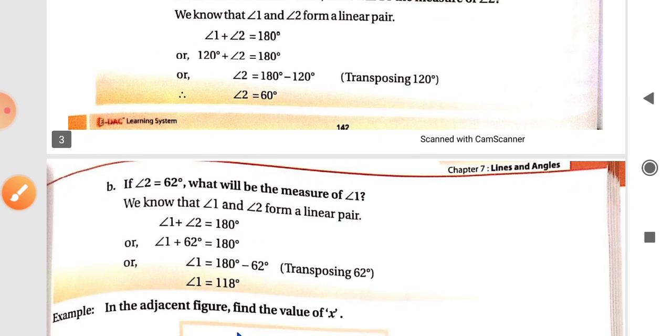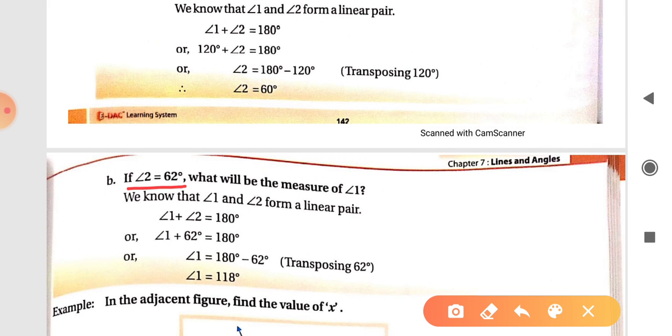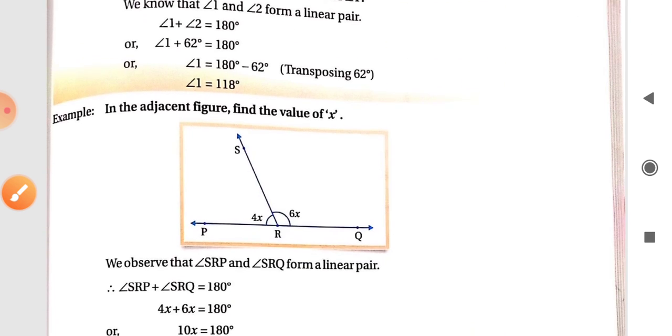In the next part of this example, if angle 2 is 62 degrees, then what will be the measure of angle 1? Similarly, you can solve this question also. In this part, you are given angle 2, but in the first part, you were given angle 1. So you will put the value of angle 2 because they are forming a linear pair. Angle 1 plus angle 2 is equal to 180, and then angle 1 plus 62 is equal to 180, because angle 2 is equal to 62. Then angle 1 is equal to 180 minus 62. We have transposed 62, so angle 1 is 118 degrees.